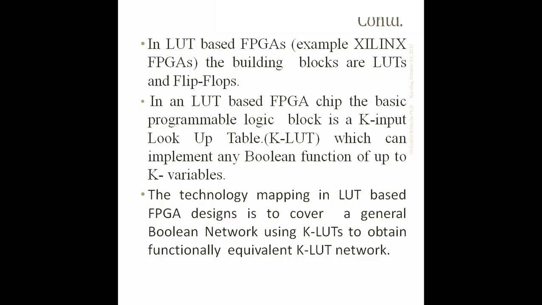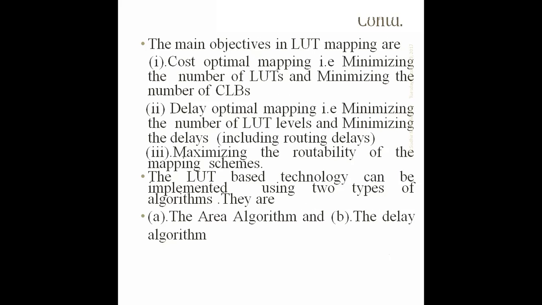It is purely based on the k input variables only. What would be the output? For a combination of inputs, what should be the output? The technology mapping in lookup table based FPGA design is to cover a general Boolean network using k lookup tables to obtain a functionally equivalent k lookup table network.